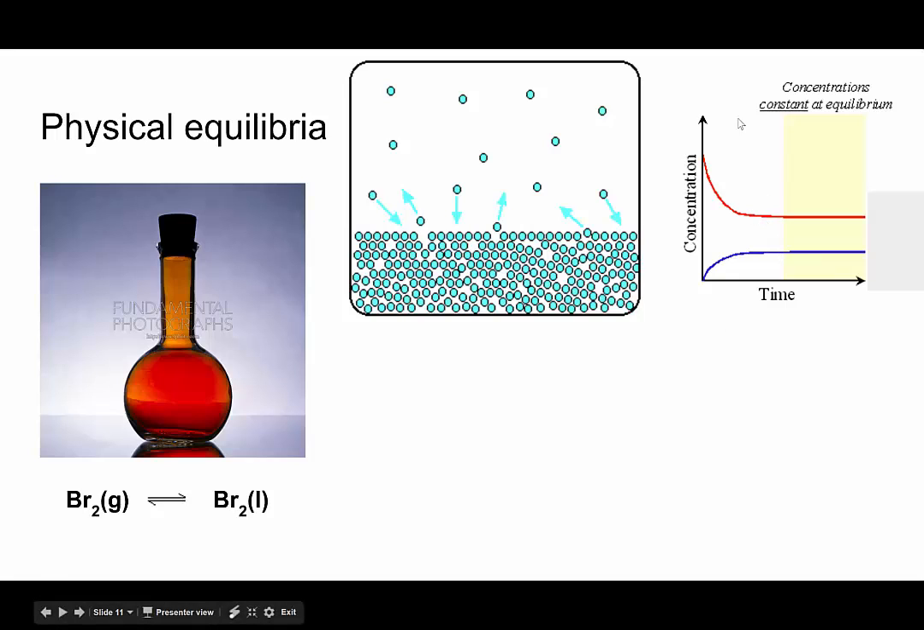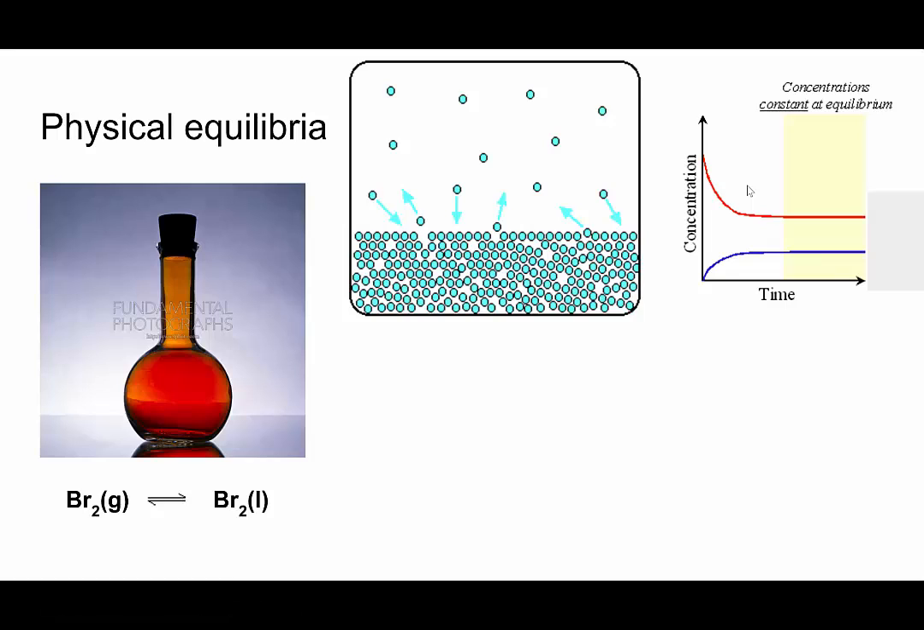As you can see, the bromine liquid, which is something that I started with, has been slowly decreasing in concentration, whereas the concentration of bromine gas, which I don't have initially, will slowly increase. But at one point, the change in concentration will stop. The concentration of both the bromine liquid and bromine gas will remain constant throughout.